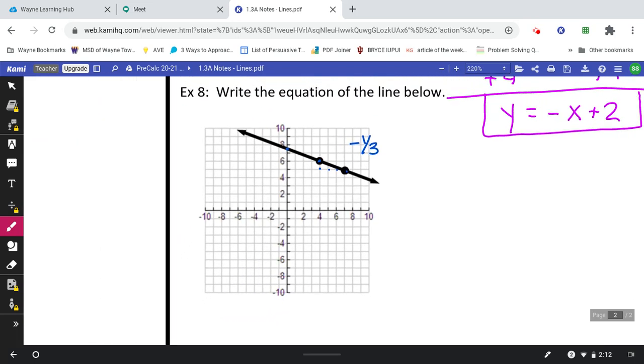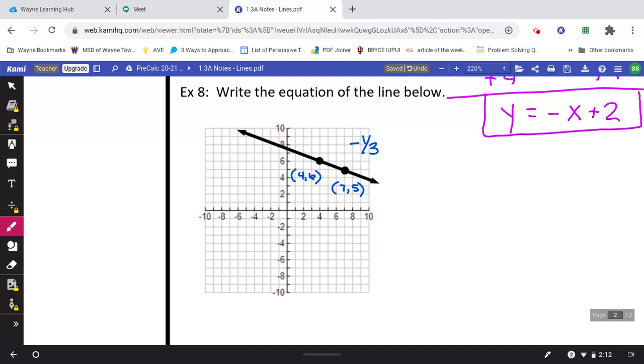You could do the same thing if you did it the long way of working out the entire problem, but you would have to name your points. So just so we are aware, this point would be 4, 6. This point would be 7, 5. And then you could do the slope formula like that if you didn't think about doing it as down 1/3.